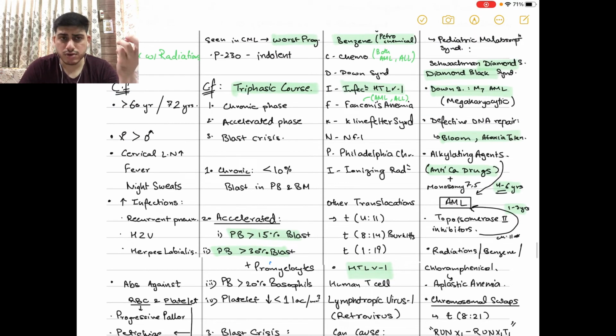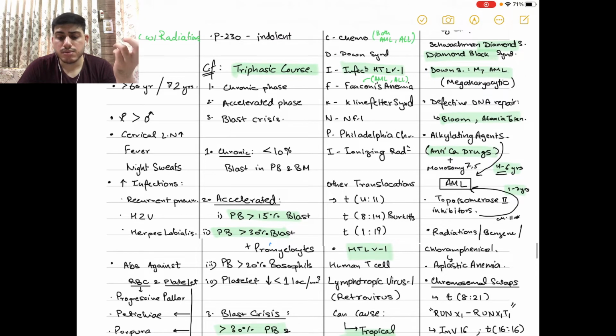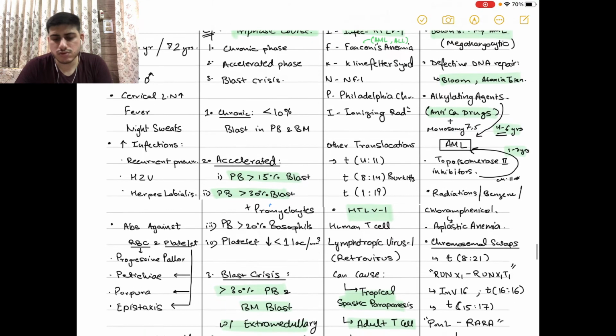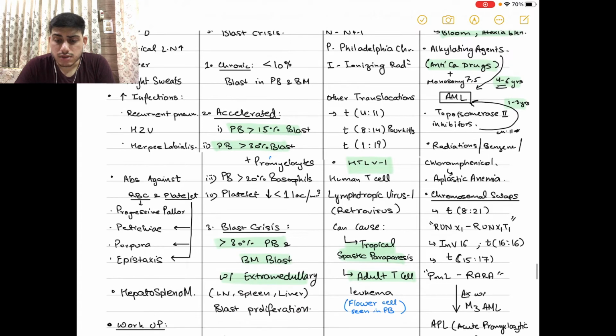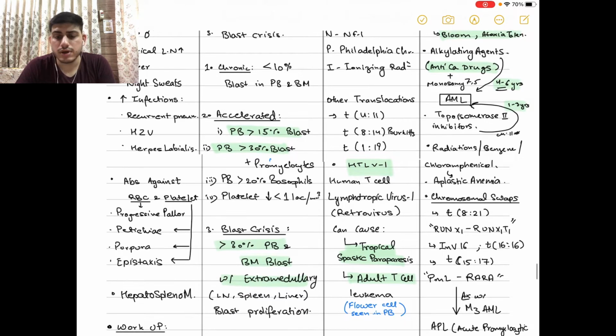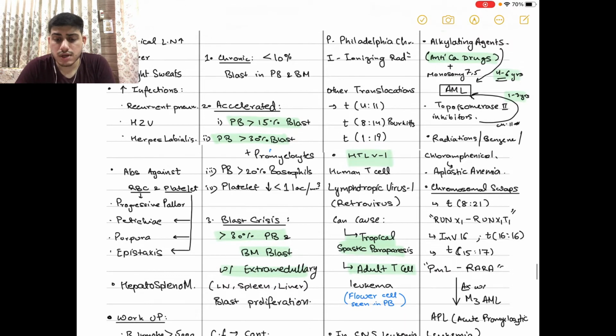And from the I, I forgot to mention earlier, you can remember ionizing radiations. So tell me which cancer does not have ionizing radiation as a risk factor. It's CLL. Apart from CLL, all other cancers are prone to have a risk factor of ionizing radiation. So we should avoid, especially children should avoid going through these ionizing radiations.